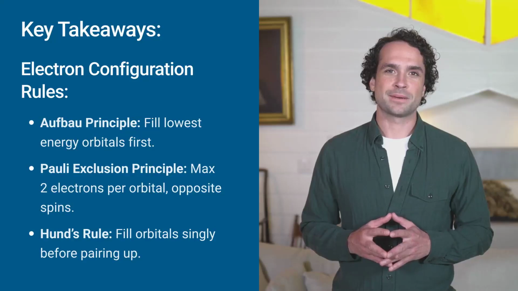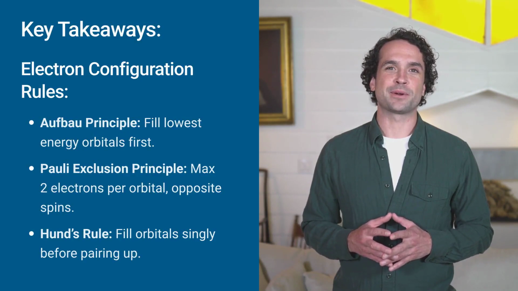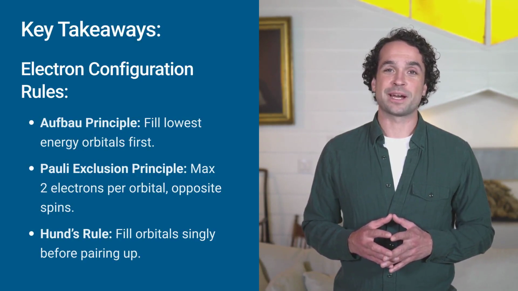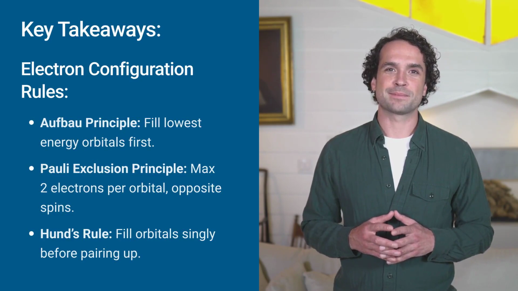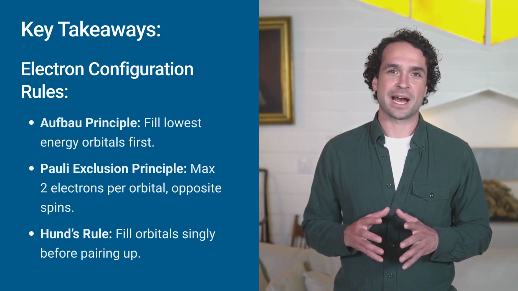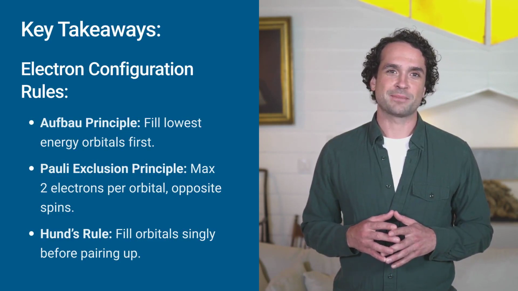So, to recap, the Aufbau Principle tells us to fill from the lowest energy up. The Pauli Exclusion Principle limits each orbital to 2 electrons with opposite spins, and Hund's rule guides us to fill degenerate orbitals singly before pairing. Mastering these 3 rules is essential for accurately predicting and understanding electron configurations, which in turn explains much of an element's chemical behavior.